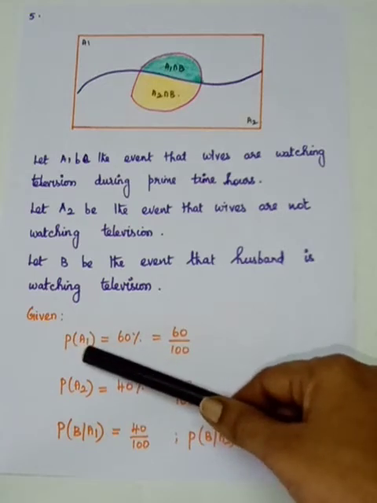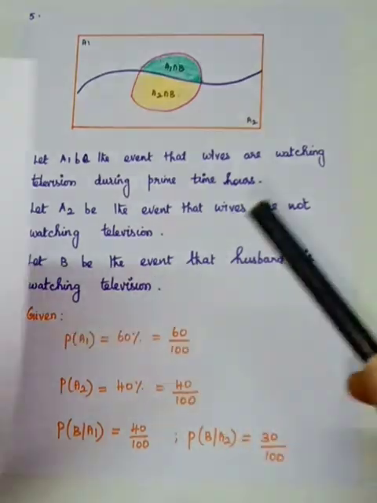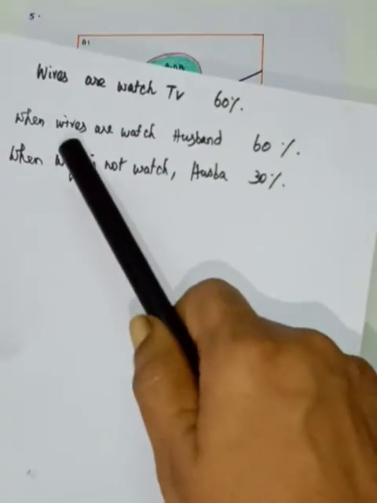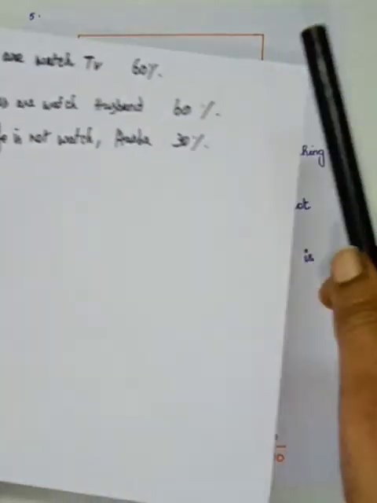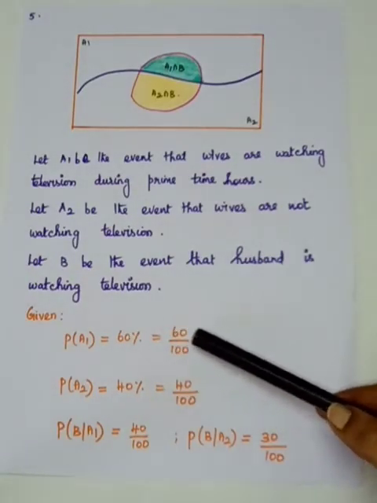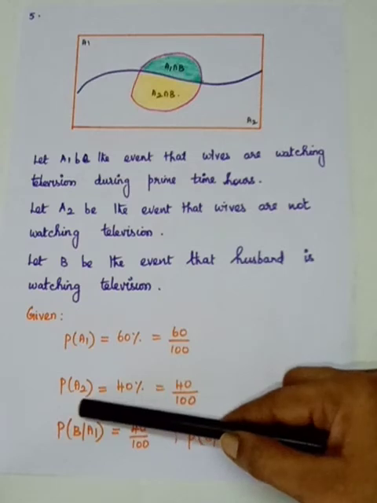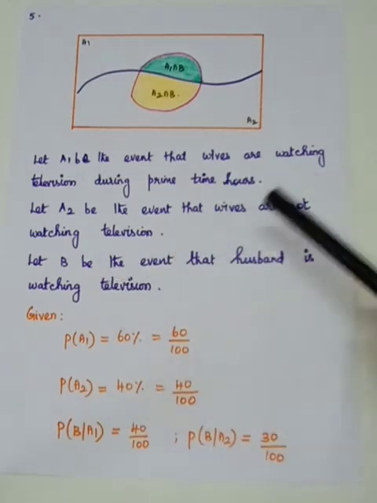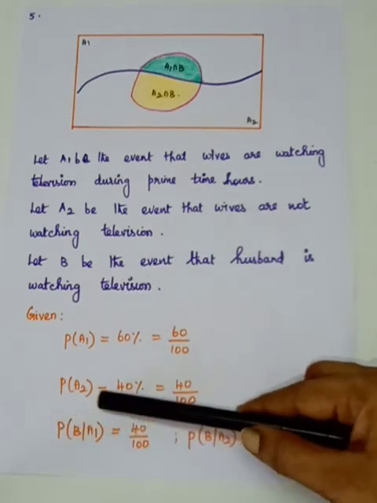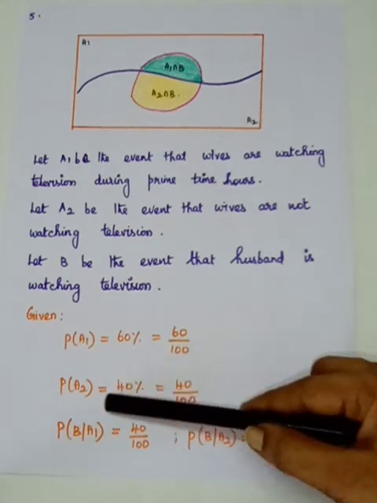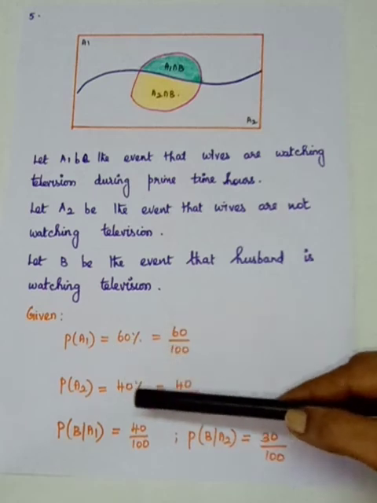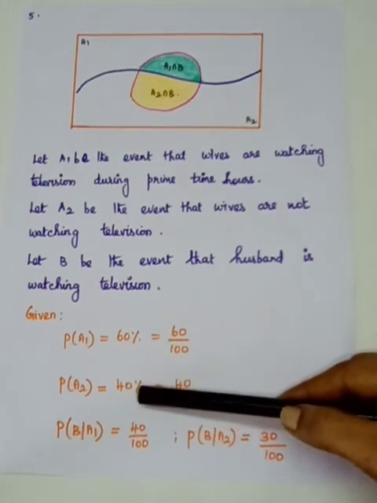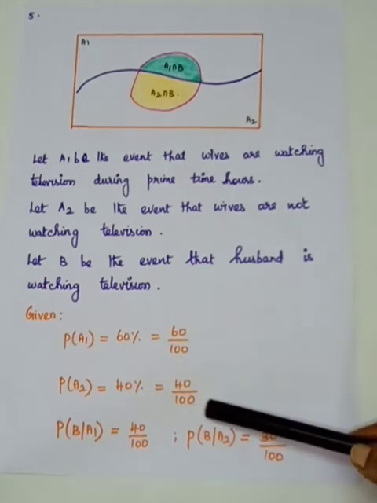What is A1? The event that the wives are watching television. Here in the problem what is given? When the wives are watching TV during the prime time is how much percentage? 60%. So therefore 60 by 100. What is A2? A2 be the event that they are not watching the television. So P of A2 is nothing but 40%. How the 40%? 60% of the time they are watching, means the remaining 40% of the time they are not watching. So therefore 40 by 100.